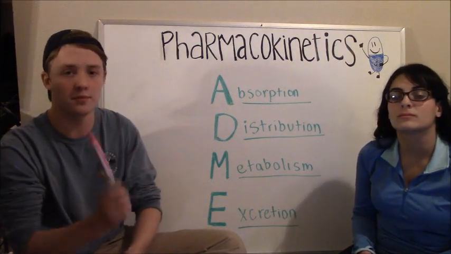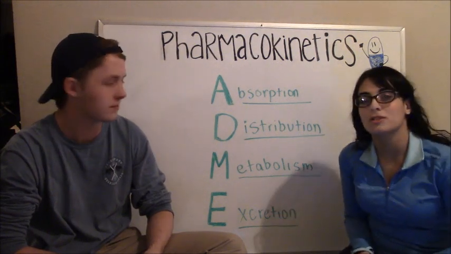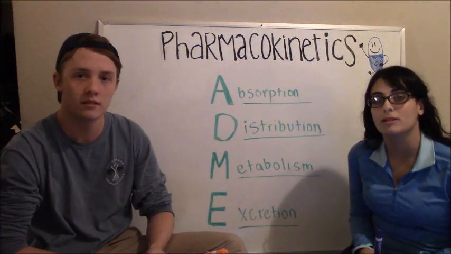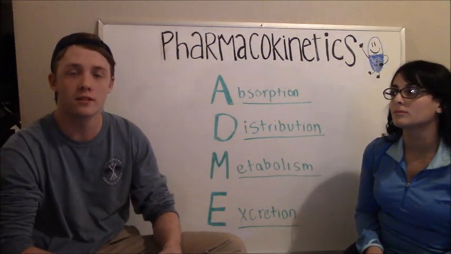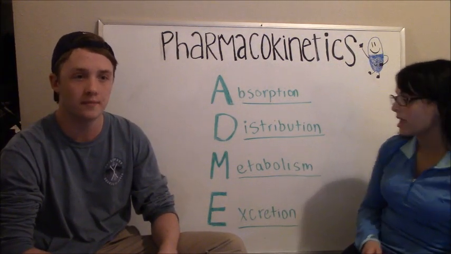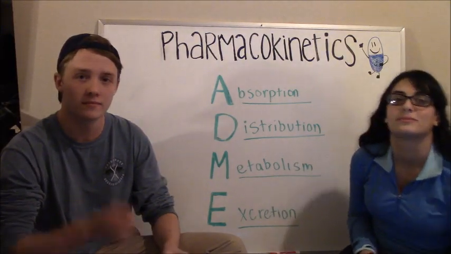A is for absorption, which is the way your body takes in the drug. D is for distribution, which is the way the drug is distributed throughout the body. M is for metabolism, which is the way that your body processes the drug. And E is for excretion, which is the way the drug leaves the body.